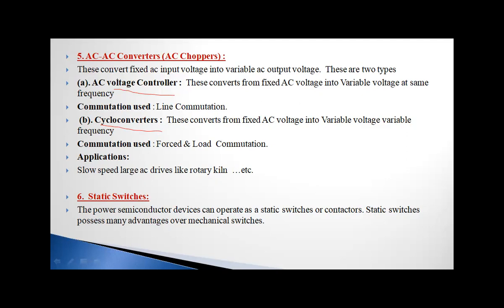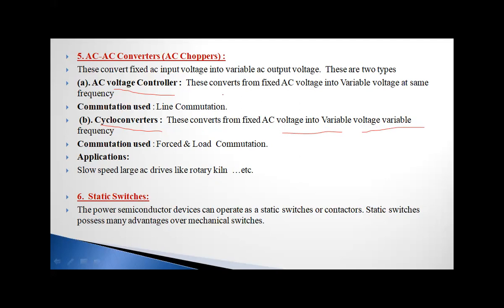In the case of the AC voltage controller, it will convert a fixed AC input voltage into a variable AC voltage without any change in the frequency. On the output side, there is no frequency change. Clear? But in the case of the cycloconverter, it will convert a fixed AC input voltage into variable voltage and variable frequency. What do we get on the output side in the cycloconverter? Variable voltage and variable frequency.